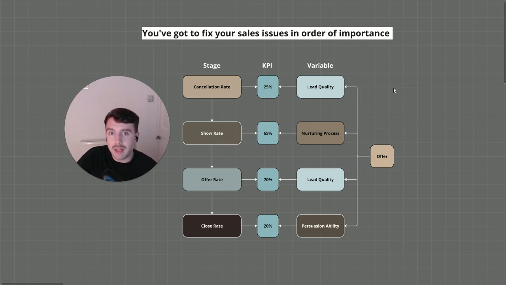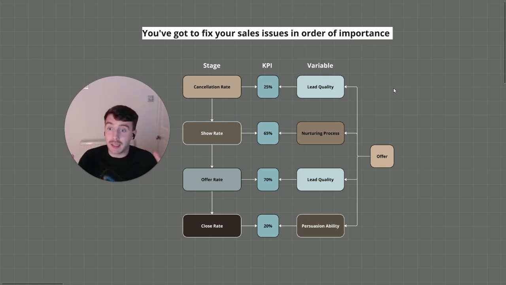Now, if your cancellation rate is 25% or 20% and your show rate 65%, but then your offer rate is 30%, I would start looking at lead quality first and foremost, because most of the time when myself or our sales teams are jumping on calls and they're not offering as many people, it usually comes down to lead quality. Because I believe, and as everybody should, you should only offer people stuff if you actually think it's going to help them, you think it's a good fit. So if someone's not a good fit, then you're not going to offer, and if someone is, you are.